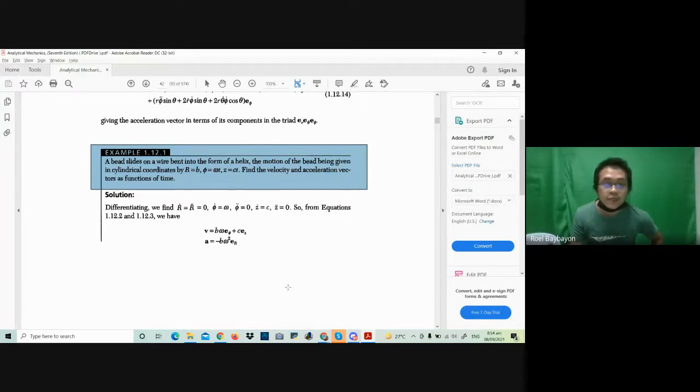Sige. So, example for cylindrical, we have this: a bead slides on a wire bent into the form of a helix. Helix kay, sa forma sa helix gani, katuan na, no?